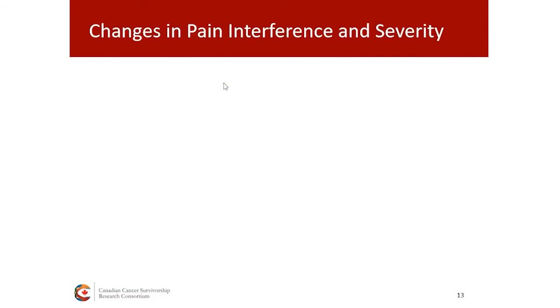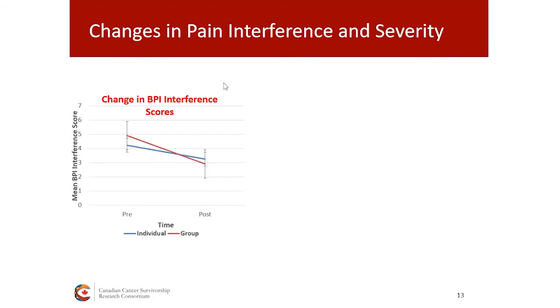So now the next step was to compare the change in pain interference and severity. When we measured pain, we measured it through the Brief Pain Inventory, which has two components of pain, pain interference and severity. Pain severity is how debilitating the pain is, and pain interference is to what extent the pain interferes with your day-to-day functioning, your day-to-day routine life. So we compared these pre and post scores through linear mixed modeling across both arms.